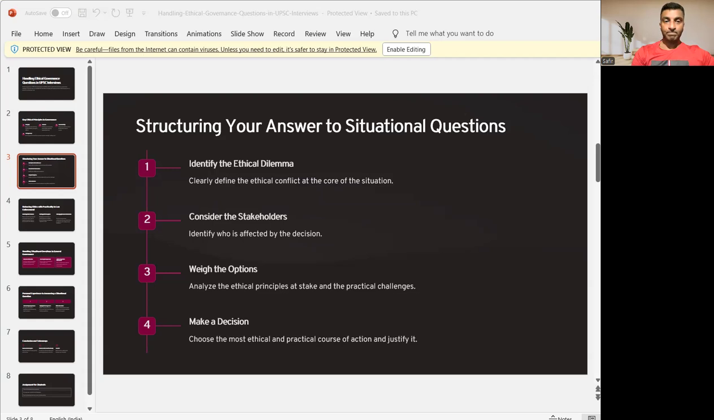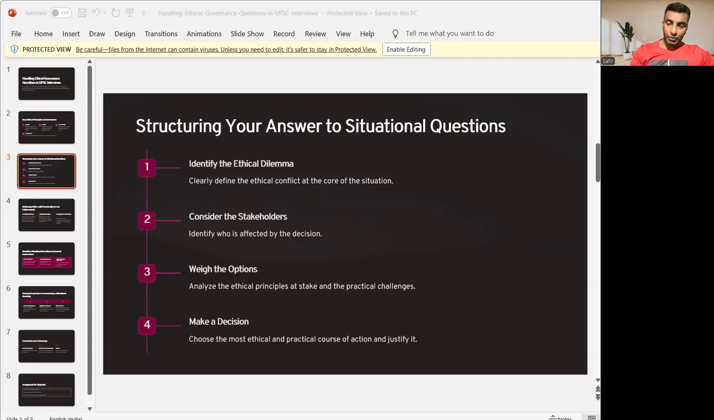So you weigh the options. And finally, you have to take the decision. After considering the options, make a decision that is both ethically sound and practical. So you need to take a decision that is practical and ethically well-rounded also. Be sure to justify your decision, explaining why it aligns with ethical principles and how it benefits the greater public good. And that also needs to be done.